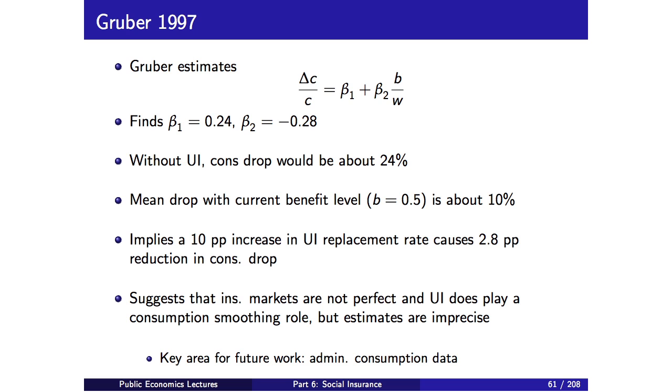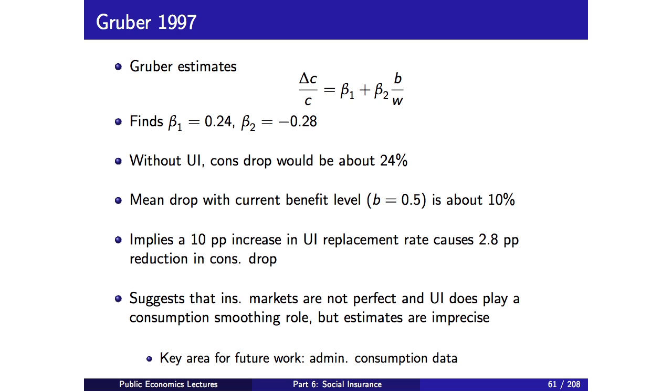So what's the right way to interpret that? What this means is without unemployment insurance, if you extrapolate out of sample, okay, to a case where you don't have UI, which is not actually true in the data, but assume it's a linear function, then the consumption drop would be 24%. Okay, so he's saying, given the variation we see in the data, if we did not have UI, consumption would fall by 24% when people lose their job. In practice, with the current benefit level, the mean observed drop is 10%.